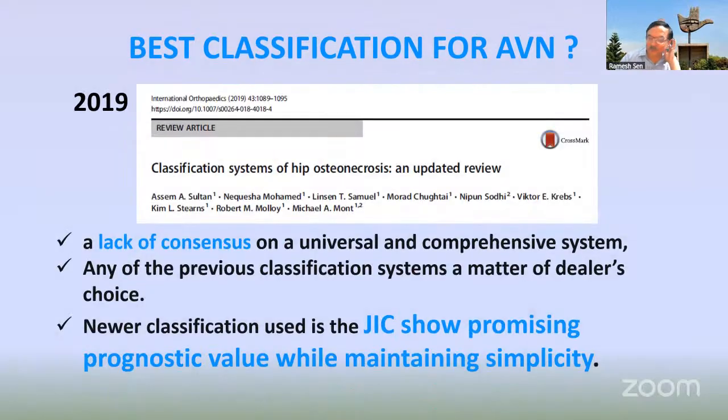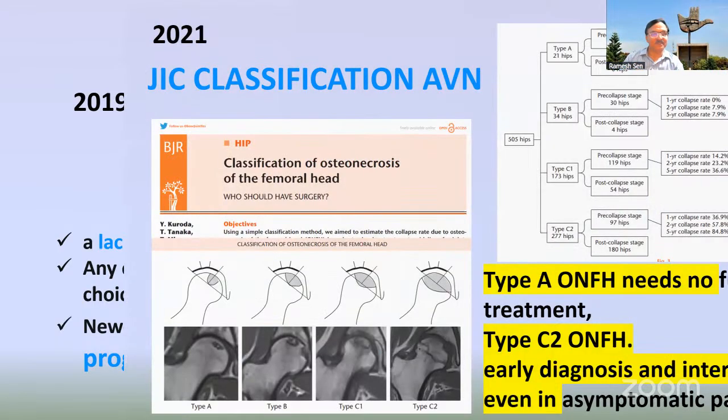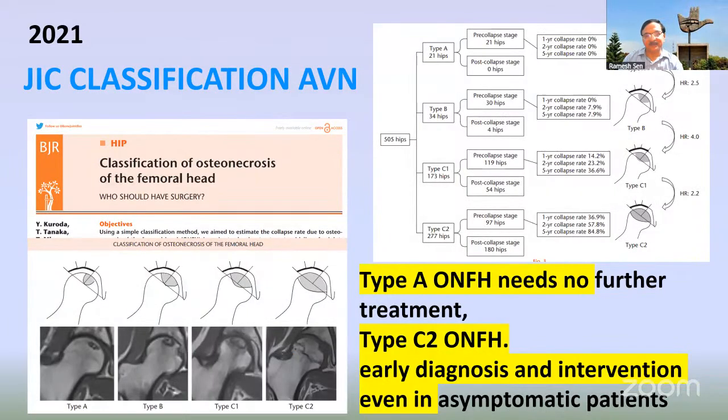And again in 19 also, they say this is most promising for two reasons. It is prognostically very good, and second, it is very simple to use. What is it? It is this simple, that it is area of involvement.